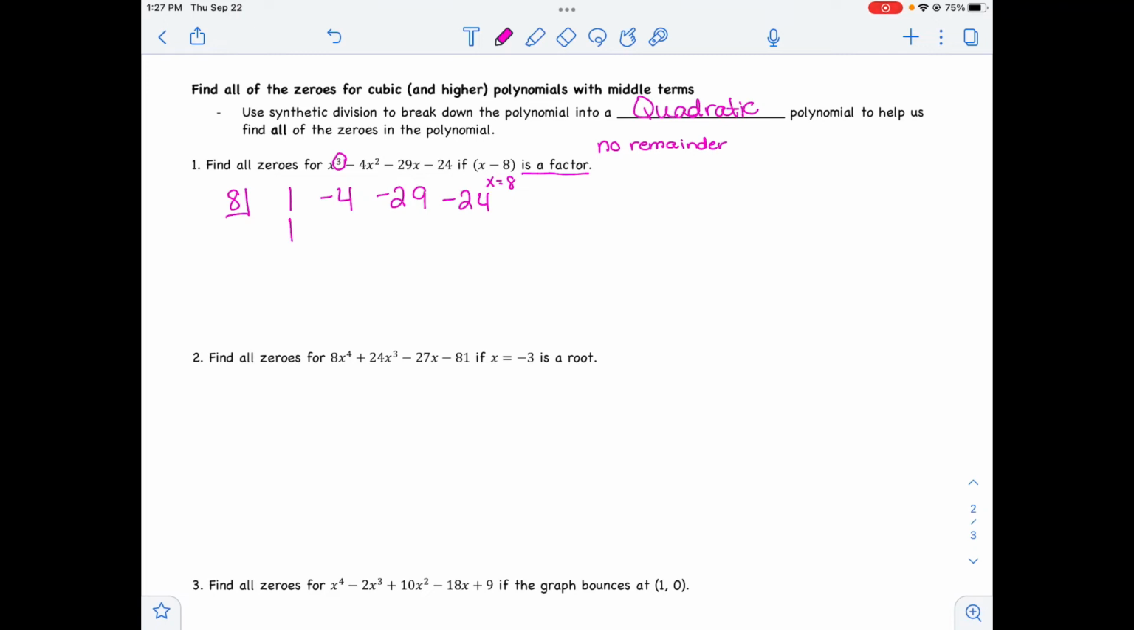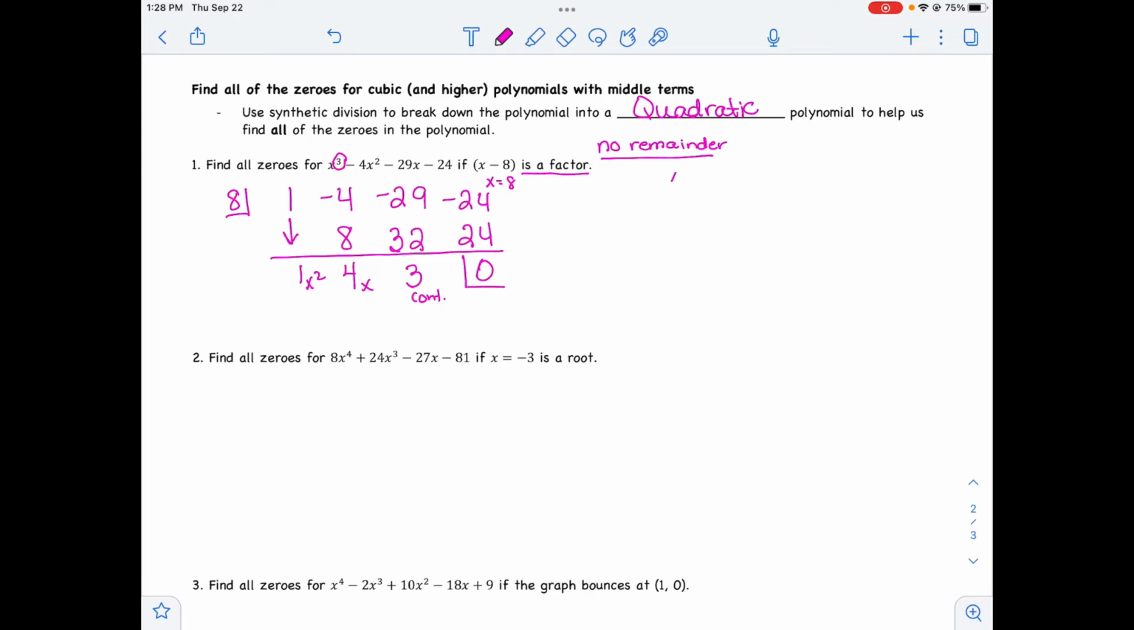And now we're going to bring down the first coefficient, and we're going to multiply and then add the products to each piece. So 1 times 8 is 8. Add those together, we get 4. 4 times 8 is 32. 32 and negative 29 is 3. 3 times 8 is 24. And then that becomes 0, which is great because we were supposed to have no remainder because this is a factor. So this is our remainder. We started with x to the third, so that means this will be x squared, x, and this would be our constant.